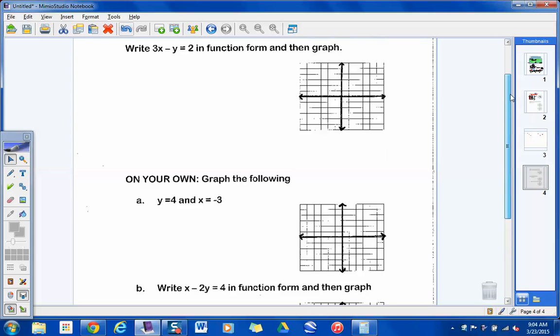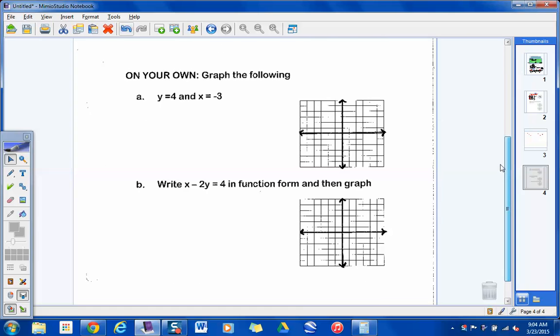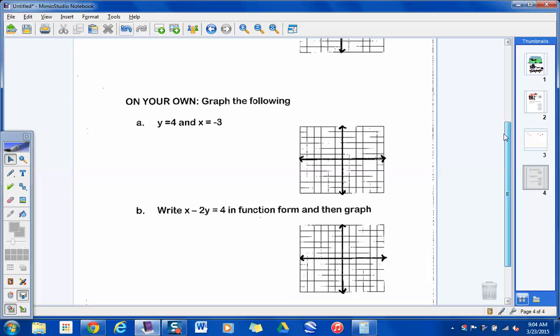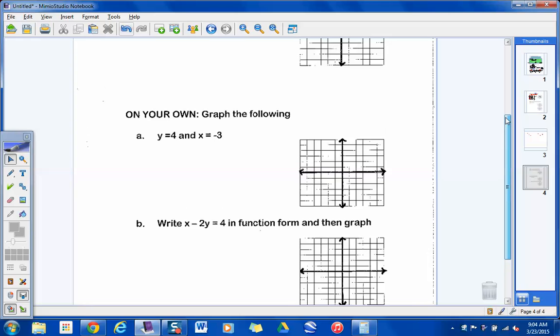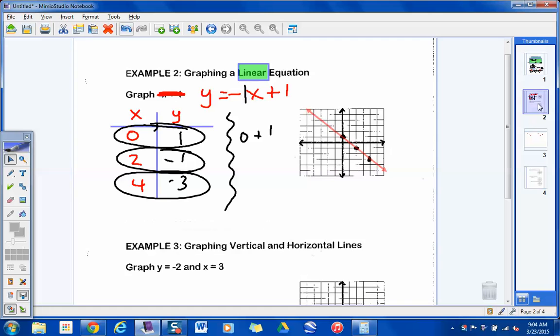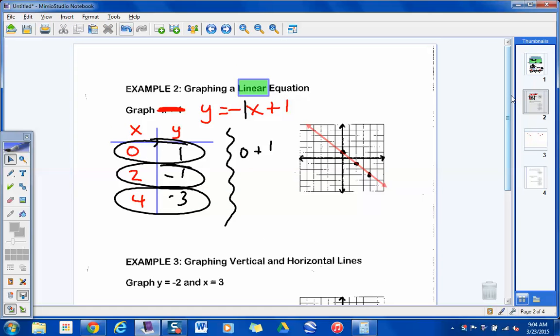Guys, if I ever come back and ask you to form a graph right here, what are you going to use as inputs every single time? 0, 2, and 4. Keep those the same. You're going to plug those into your equation, and those are going to determine your y value. So I plugged 0, 2, and 4 in here, right?